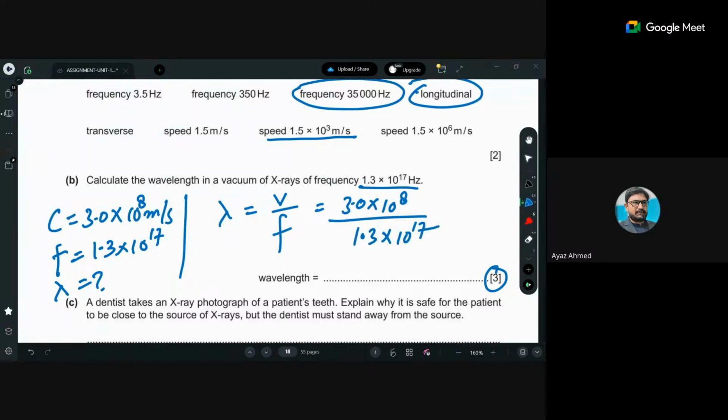So what would be the right answer? It is going to be 2.3 into 10 raised to power minus 9 meters. Probably she has rounded off. I think Isa got the same answer, didn't she? Yeah, I got the same. Okay, good. So this is basically the rounded off answer. So moving on.